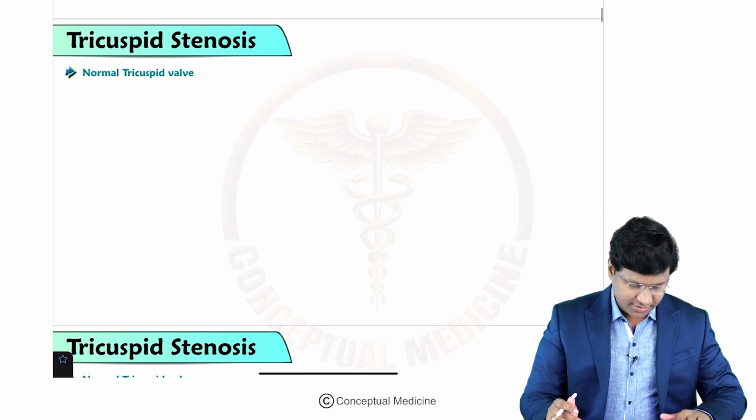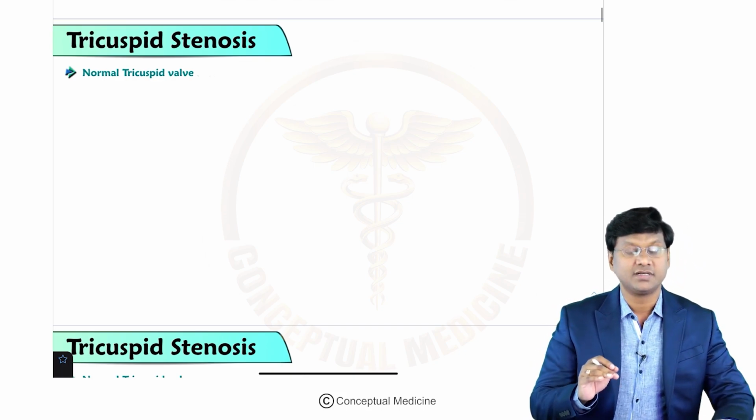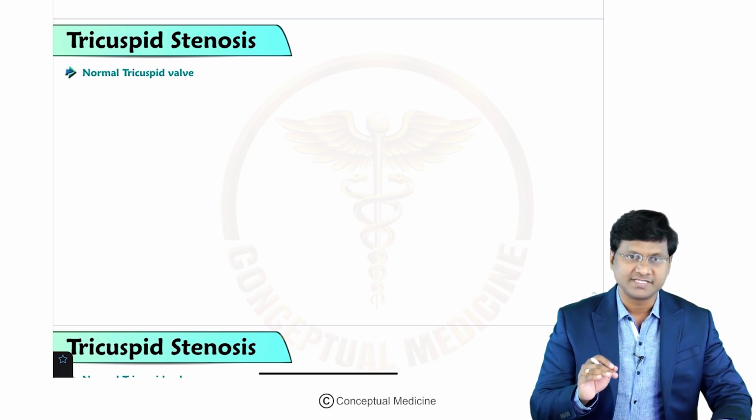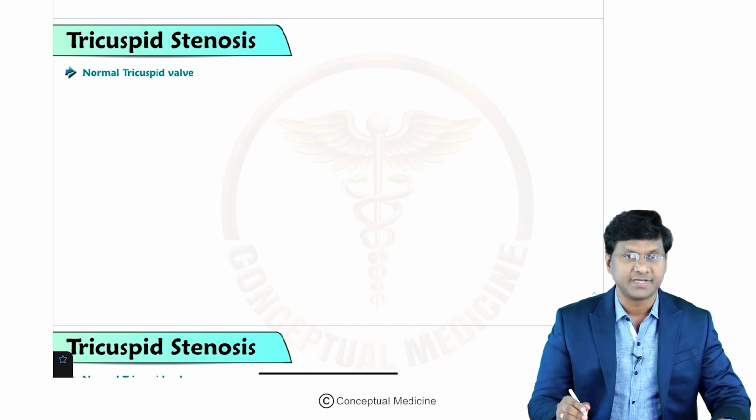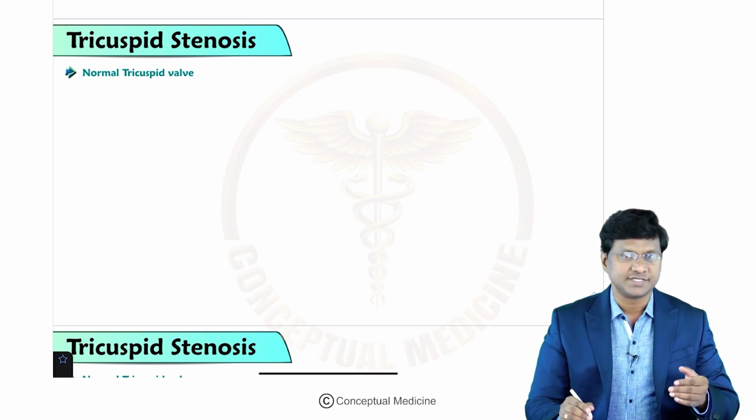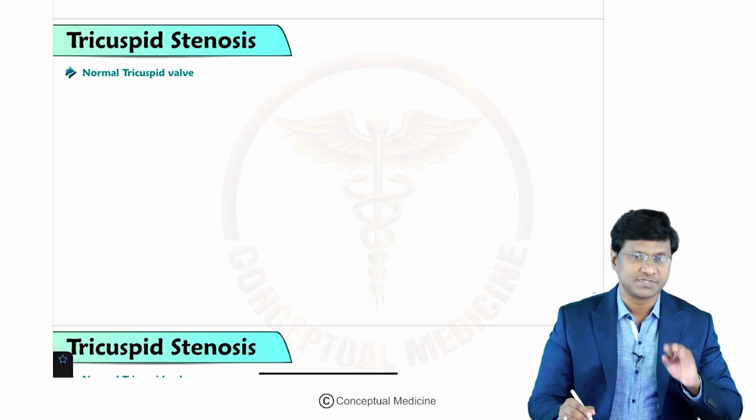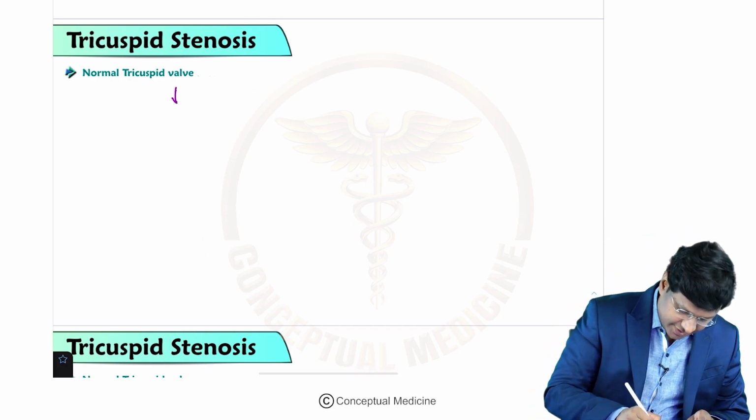In this session, I'll be discussing a very important topic in valvular heart diseases, that is tricuspid stenosis. So, what is the basic anatomy of the normal tricuspid valve? The name itself suggests it consists of three cusps, okay?